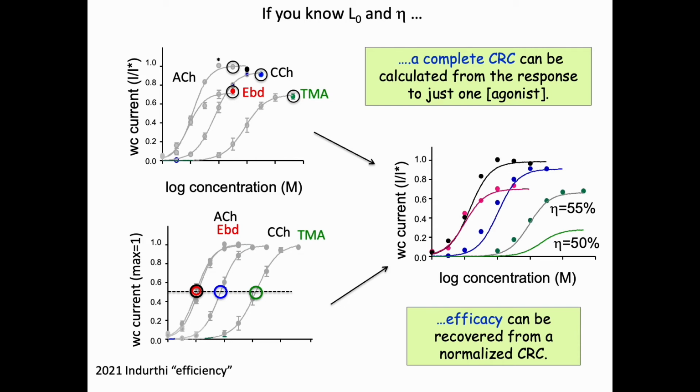And I want to point out here, this recovery from EC50 is very sensitive to the value of efficiency. So if we use 55% for tetramethylammonium, and it really is 54%, you get a good fit. But if you use 50% for the efficiency of TMA, you get a very poor fit. And indeed, by comparing these two curves, maybe that is one way you can estimate the efficiency of your ligand. That is another way that might be pursued. So if you know L0 and N0, you can use it to analyze dose response curves.